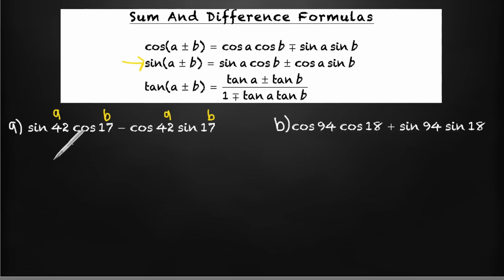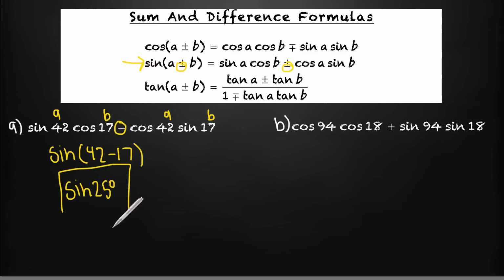So all we need to do is figure out what A is and what B is. So this is going to be sine of 42 minus 17. Our A is 42, our B is 17, and we see the negative here, so we know it's the subtraction of the two angles, not plus. So 42 minus 17 is 25, and we are done with this problem. Real simple. Sine of 25. So we're basically just going backwards.